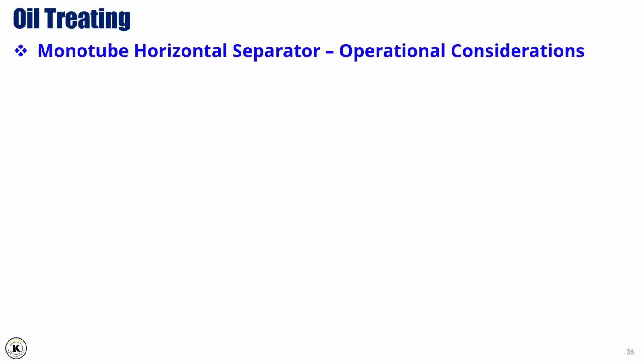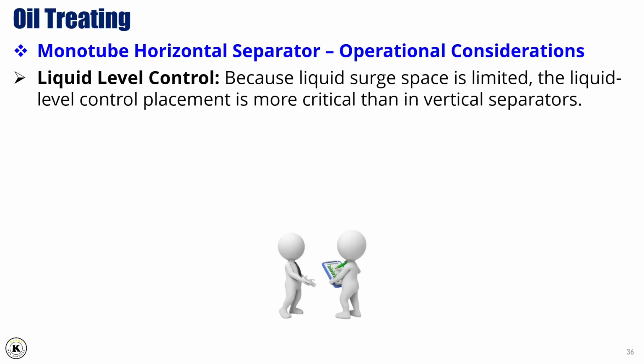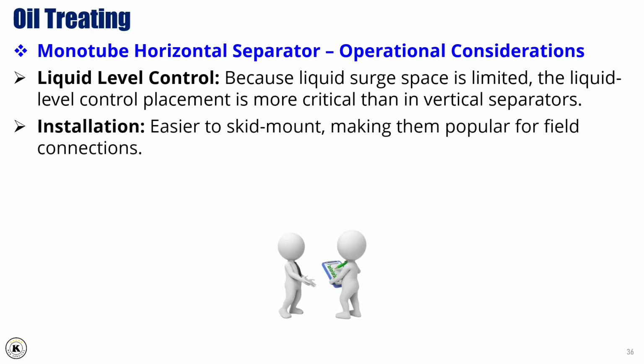Now, let's talk about some operational considerations for monotube horizontal separators. First, liquid level control. Since the surge space for liquid is limited, careful placement of the liquid level control is crucial, more so than in vertical separators. Next, installation. These units are easier to skid mount, which makes them a favorite for quick field connections.